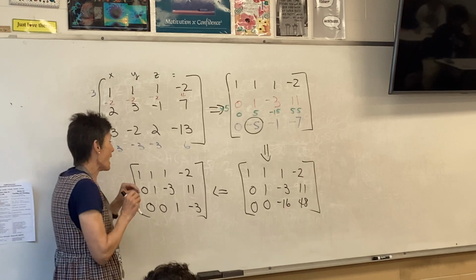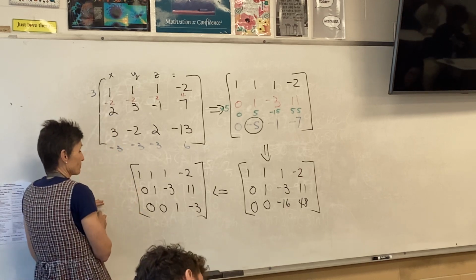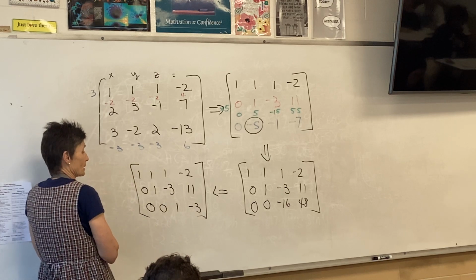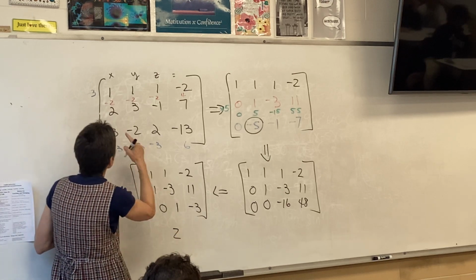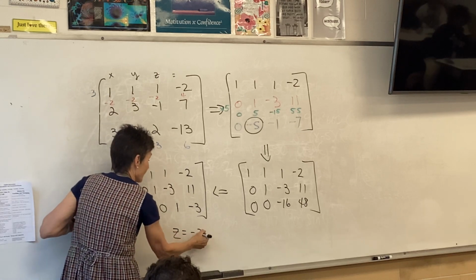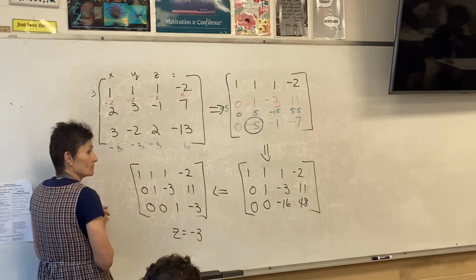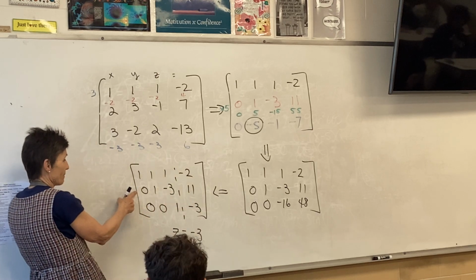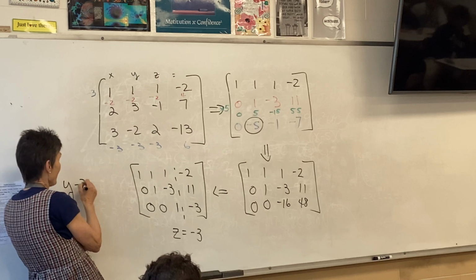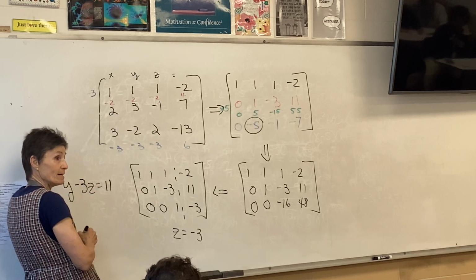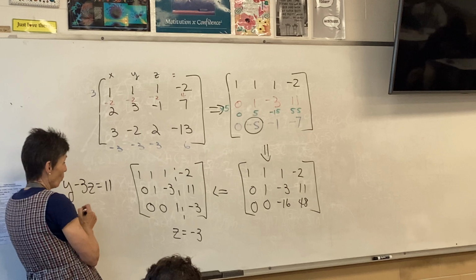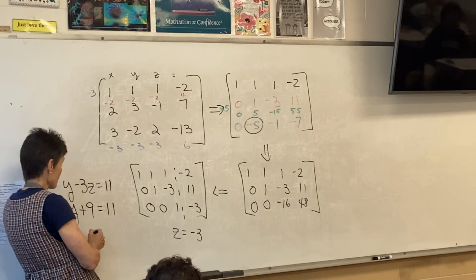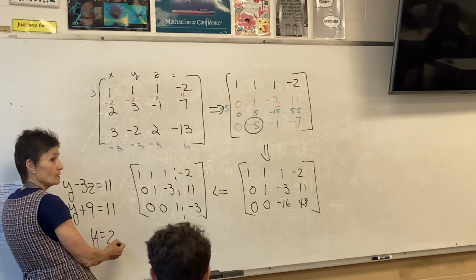Okay, so now I'm gonna solve this. Starting at the bottom, what does that bottom tell me? Z equals -3. Remember, this is the equals right here. Now, what does this row say? Y minus 3Z is 11. So Y plus 9 equals 11, which means Y equals 2.